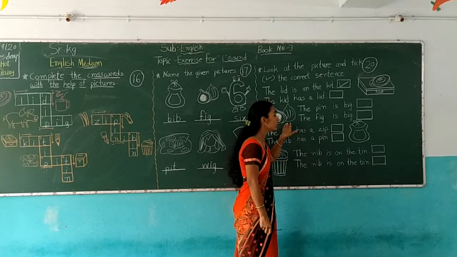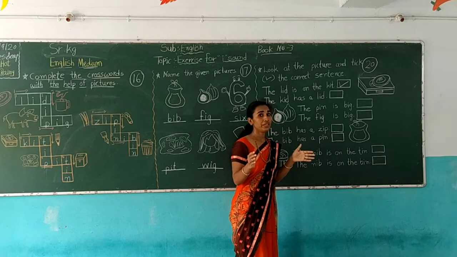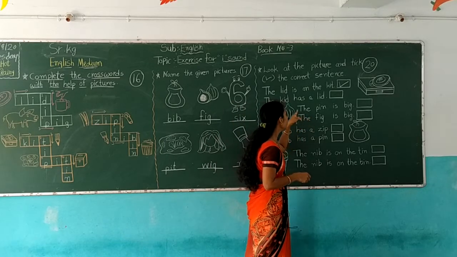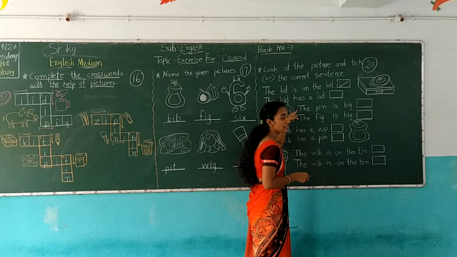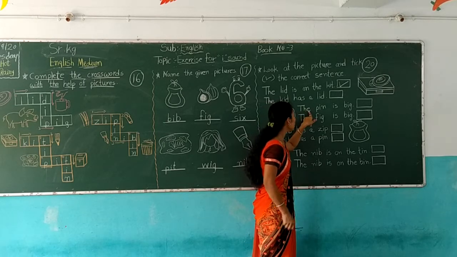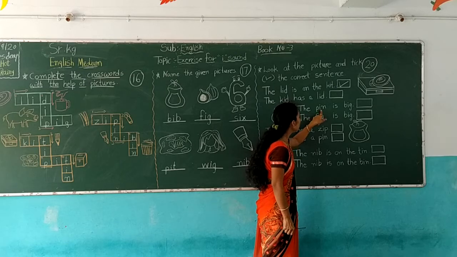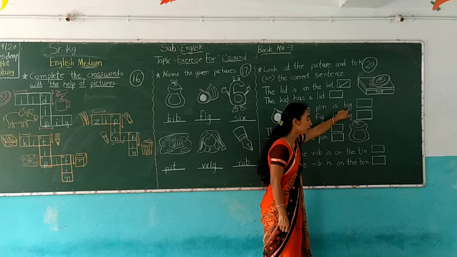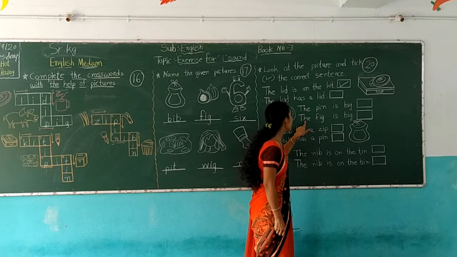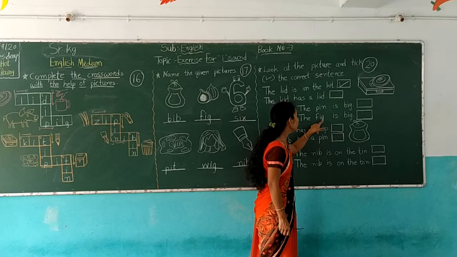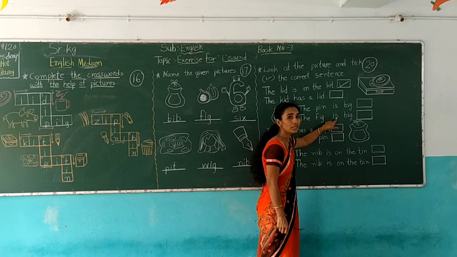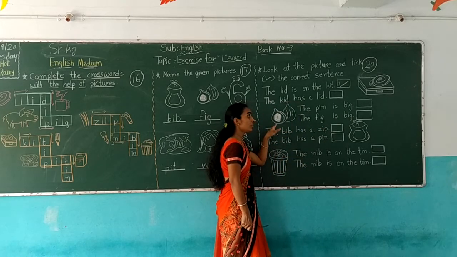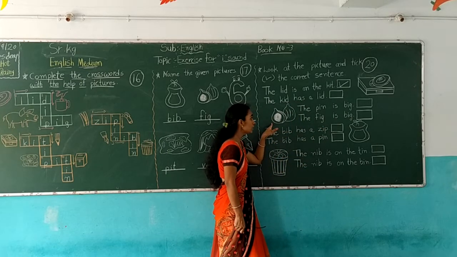Next, which picture is this? Tell me. Big fig. Which picture is this? Big fig. Okay, so we read these both sentences. T H E, the. P I N, pin. I S, is. B I G, big. And next, T H E, the. F I G, fig. I S, is. B I G, big. So the fig is big. The fig is big.